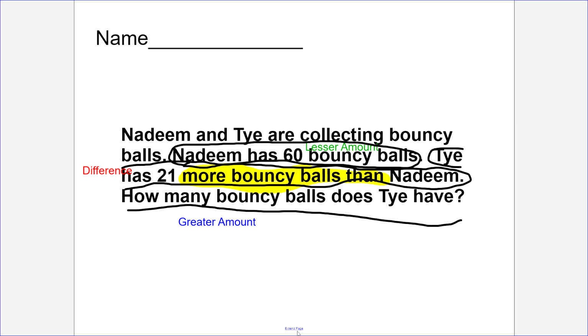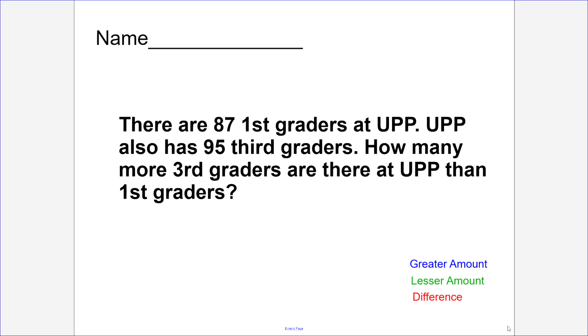If the unknown information is the greater amount, third grade, would we need to add or subtract to solve this problem? You're right. To solve this problem, we would add, because the greater amount is missing, and lesser amount plus difference equals greater amount. Let's take a look at just one more problem. I'm going to read it, and we'll find the information they give us, as well as the question they're asking.